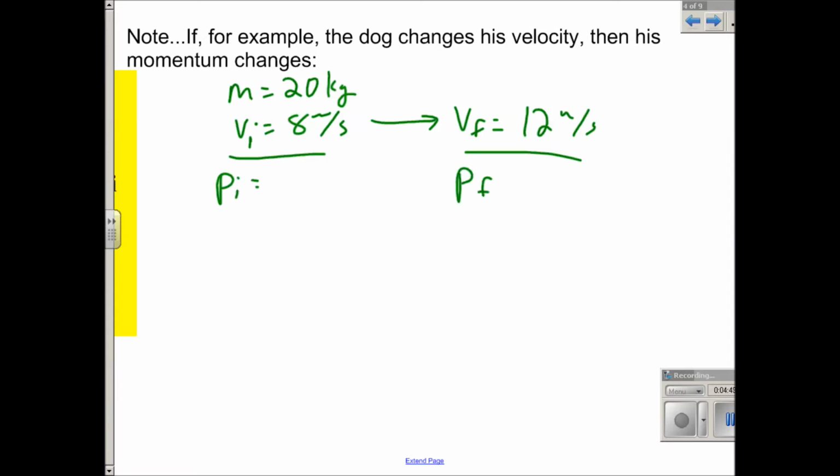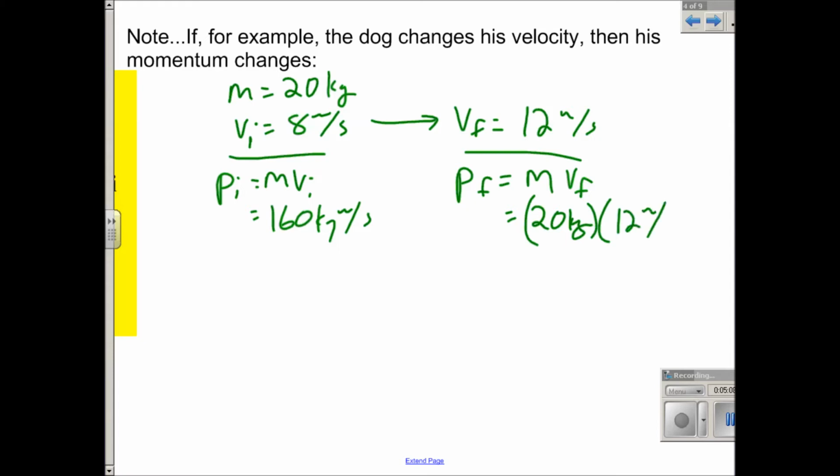His initial momentum would be the mass times his initial velocity, which we found on the previous slide. That's 160 kilogram meters a second. His final momentum would depend on his final velocity, so that'd be mass times final velocity. His mass is still 20 kilograms, but now his velocity is 12 meters a second, so his momentum is 240 kilogram meters a second. As a result, his momentum changed.